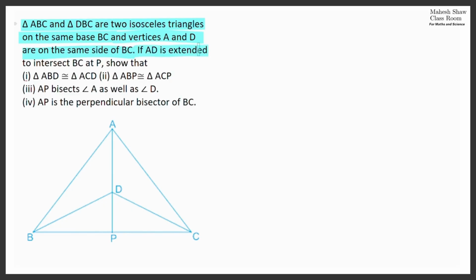Now, further it said if AD is extended to intersect BC at P. So this AD, the line AD in this case, is extended to meet the base at point P. Now, in the first part, we need to prove triangle ABD is congruent to triangle ACD.